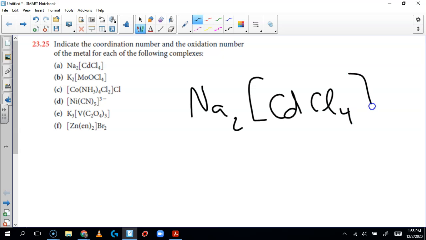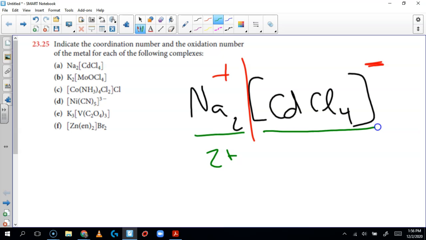We need to be able to say, well, this is the positive side of this thing and this is the negative side of this thing. Whenever you have a compound like this, we always need to find the positive and the negative side. And remember that in an ionic compound like this, with a complex ion and a regular cation, the charges will add up to 0. Each of these sodiums has a 1 plus, so that makes this side a 2 plus. So this whole thing here has to add up to 2 minus.